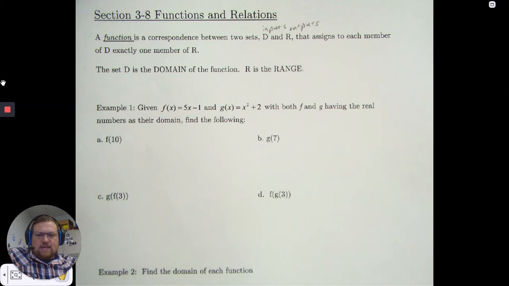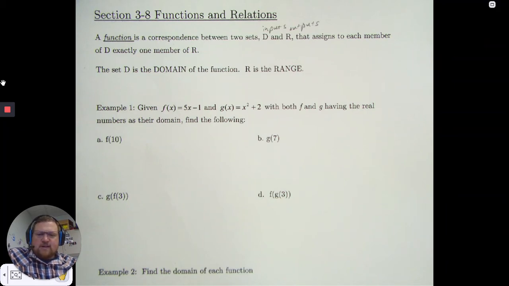So that's the key here: for a function, each x value you put in, you can only get one y out. Or each input you put in, you can only get one output. Now you can have multiple inputs go to the same output. That is fine. But you can't have a single input that goes to multiple outputs.